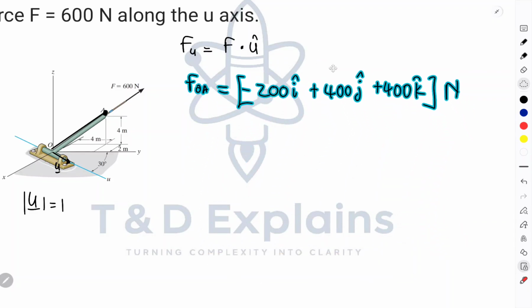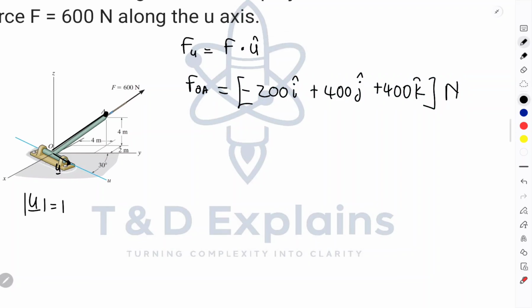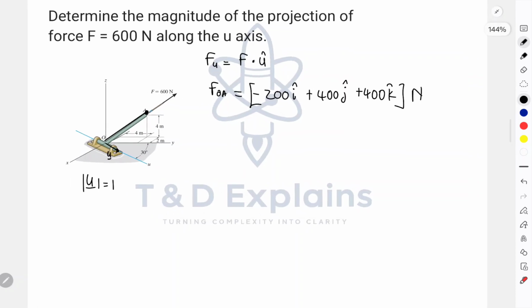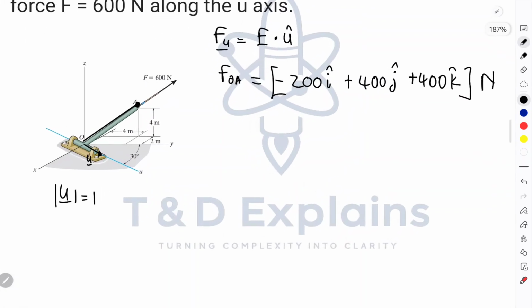Now, in order for us to say what is the force, remember that the question is saying determine the magnitude of the projection of the force along the u-axis. In my equation here, you can see that I'm going to need the force F, which is what I've found here, and I'm going to need the unit vector u. But I don't know the unit vector because I do not have any force or any displacement vector in the direction of u.